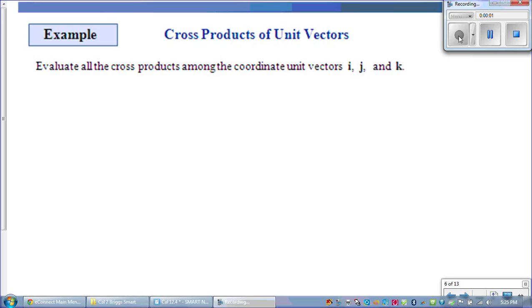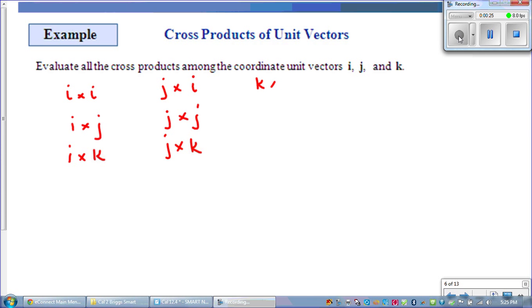Now let's look at cross products among the coordinate unit vectors. We want to find i cross i, i cross j, and i cross k. And then j cross i, j cross j, and j cross k. K cross i, k cross j, and k cross k.